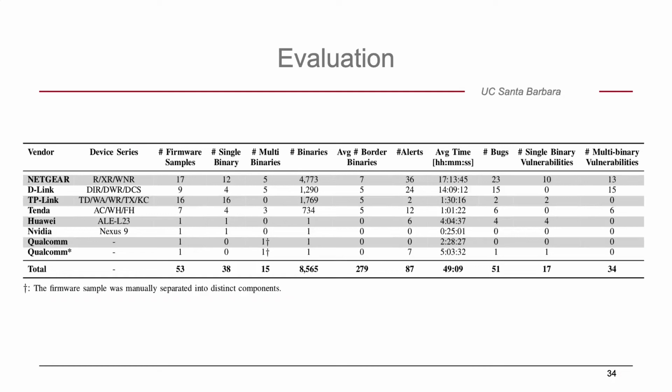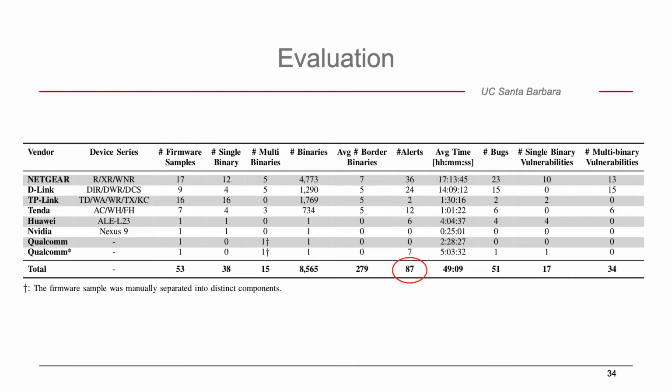I don't want to go super detailed into them, but you see here the seven vendors, where we had a total of 53 different firmware samples. And you see here, there are quite a few binaries, right? There are about 8,000 binaries. We found about 87 alerts. So, we started with these 279 border binaries.